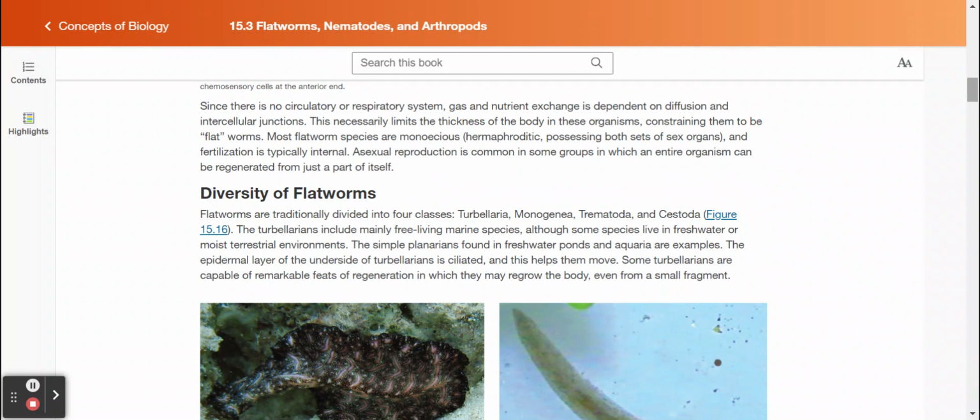Since there is no circulatory or respiratory system, gas and nutrient exchange is dependent on diffusion and intercellular junctions. This necessarily limits the thickness of the body in these organisms, constraining them to be flat worms. Most flatworm species are monoecious, hermaphroditic, possessing both sets of sex organs, and fertilization is typically internal. Asexual reproduction is common in some groups in which an entire organism can be regenerated from just a part of itself.